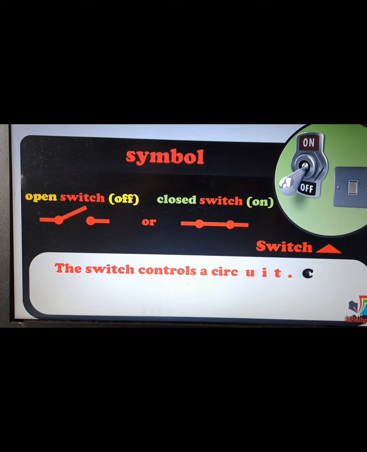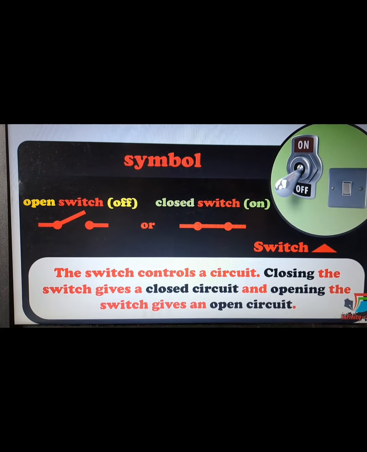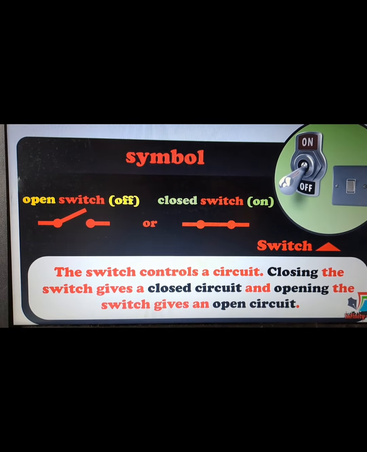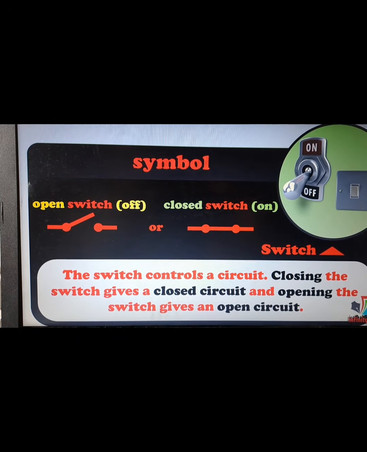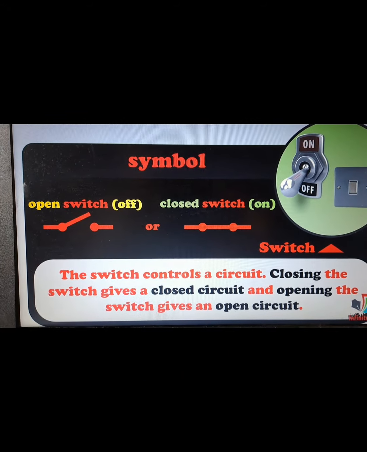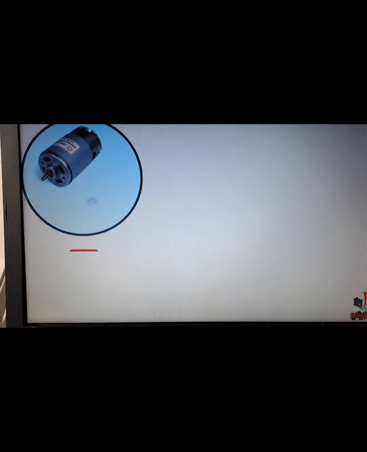So the switch controls a circuit. Closing the switch gives a closed circuit, and opening the switch gives an open circuit. A closed circuit is a circuit which is operating, which is on. An open circuit is a circuit which is off. It is switched off. Okay, so let's continue to the other components.